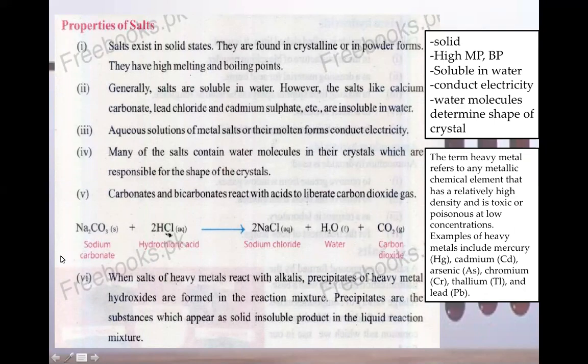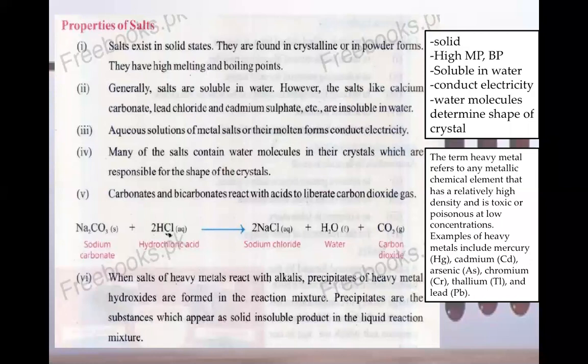See the example, point number 5. Sodium carbonate is present in the solid state. HCl is present. HCl is a very strong acid. It is present in the aqueous state. It will be reacting together, and at the end of the reaction we will be giving sodium chloride in water plus the liberation of carbon dioxide gas. Carbon dioxide gas will be evolved. This is an important reaction, kindly mark it.